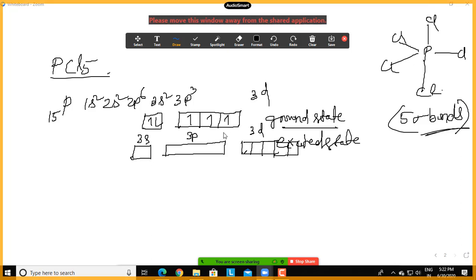So we need 5 unpaired electrons. Already we have 3. So if an electron will jump, one electron will jump from 3s to any of the 3d, then we'll get 5 unpaired electrons. We are getting 5 unpaired electrons. So now all the 5 unpaired electrons will mix together.